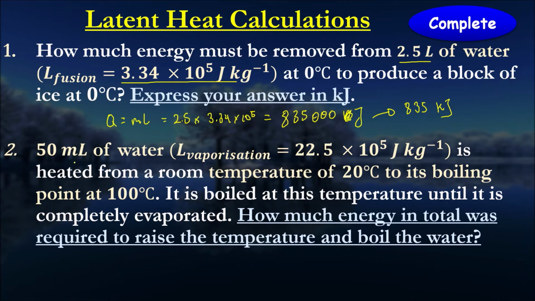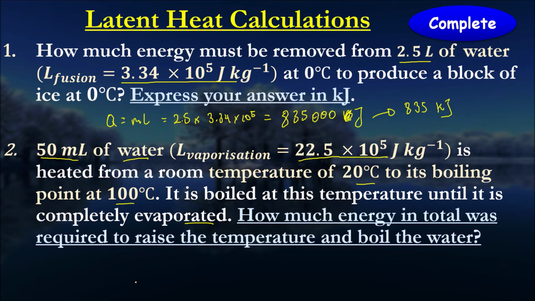Okay, question 2. We have 50 milliliters of water, with a latent heat of vaporization of this value here. We heat it from room temperature there to there. It is boiled at this temperature until it's completely evaporated. How much energy in total was required to raise the temperature and boil the water?